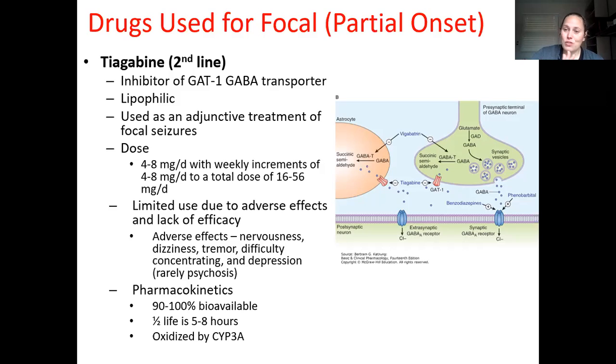The pharmacokinetics, very briefly: it's very bioavailable, the half-life is 5 to 8 hours, and it's oxidized by CYP3A. So again, this is a second line for the partial focal onset, and it's a different mechanism of action that we're approaching here. Instead, we're targeting this GAT1 transporter.